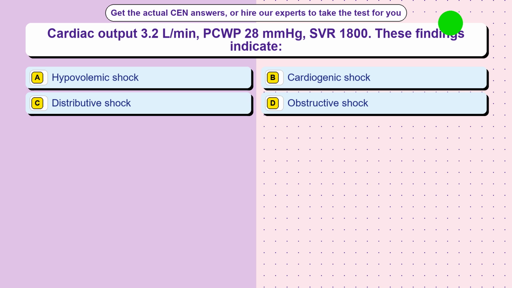Question 32. Cardiac output 3.2 L/min, PCWP 28 mmHg, SVR 1800. These findings indicate: Option A, hypovolemic shock. Option B, cardiogenic shock. Option C, distributive shock. Option D, obstructive shock.